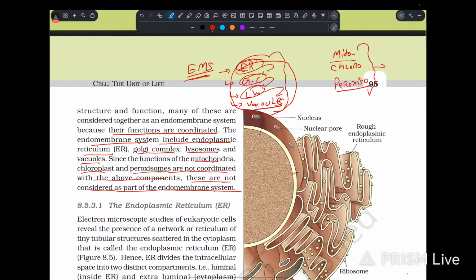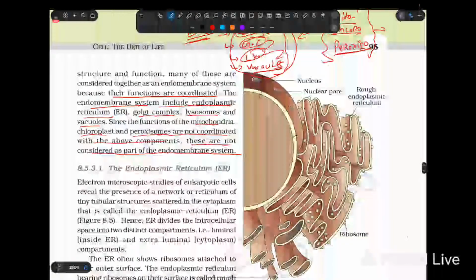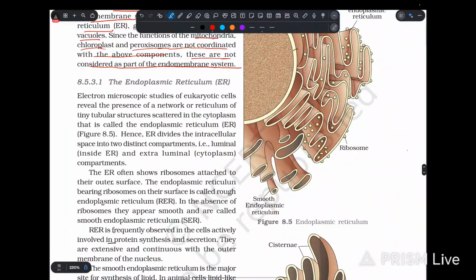But in case of mitochondria, chloroplast, and peroxisome, they do not depend upon either of them. They work independently. Now we are going to study about them one by one, the first one being the endoplasmic reticulum.